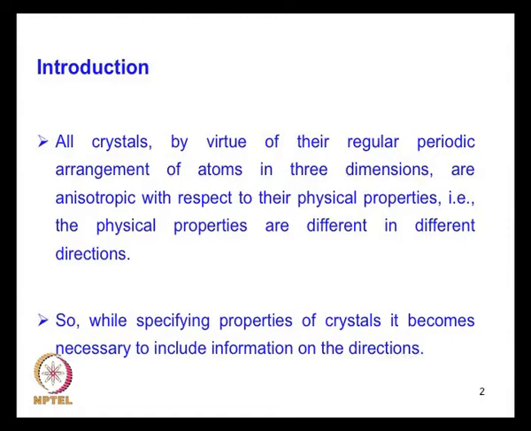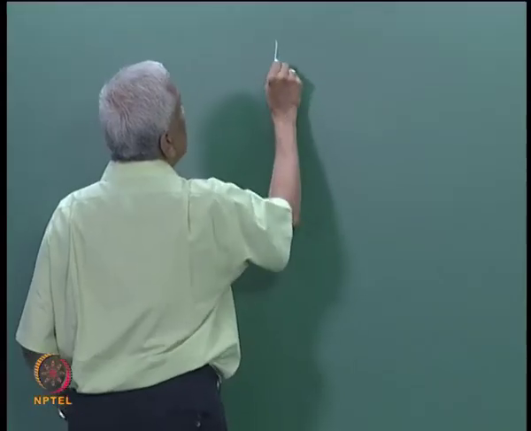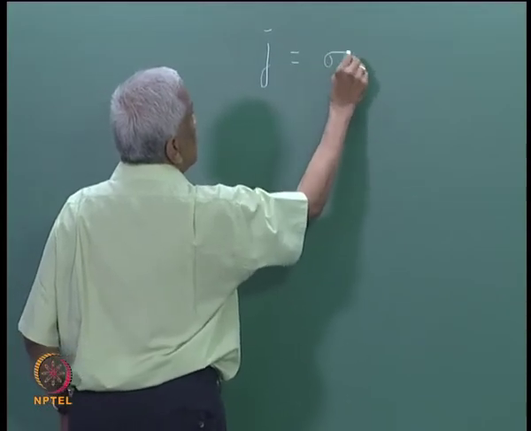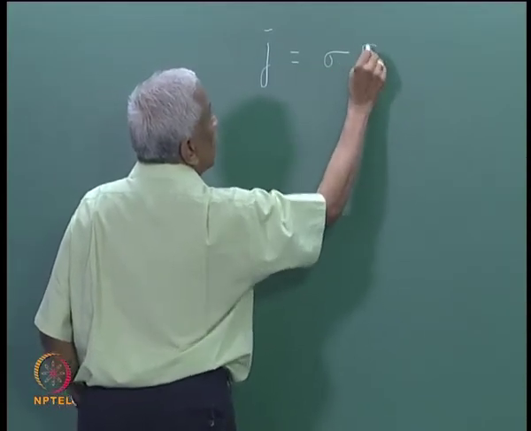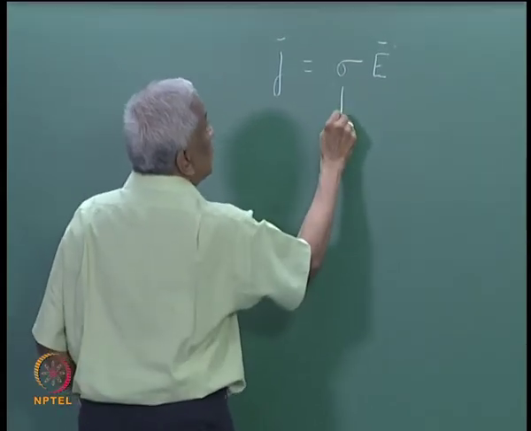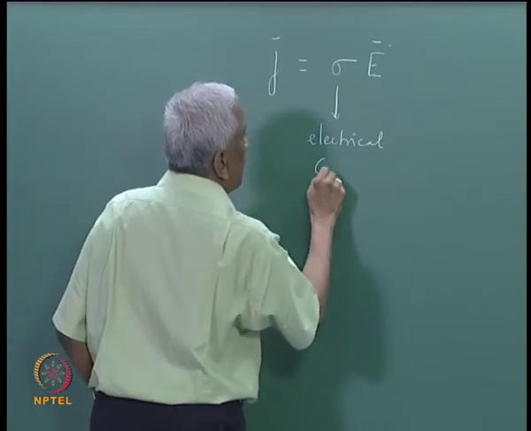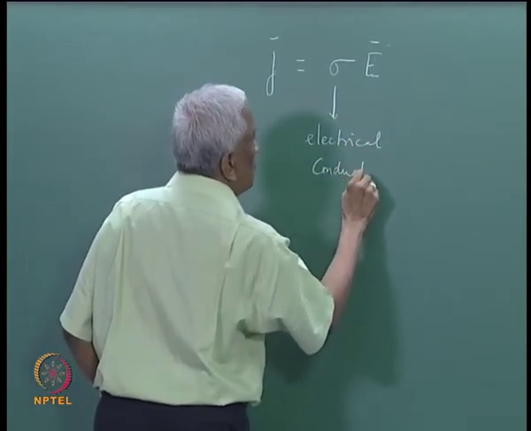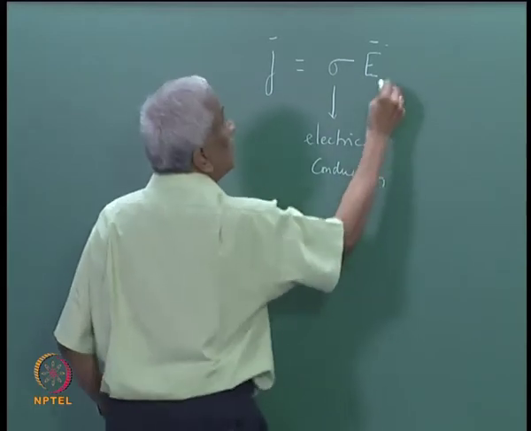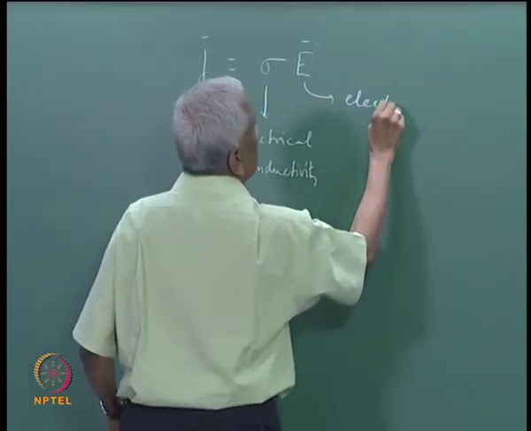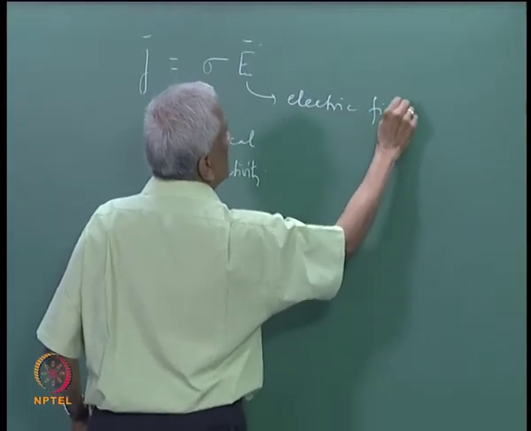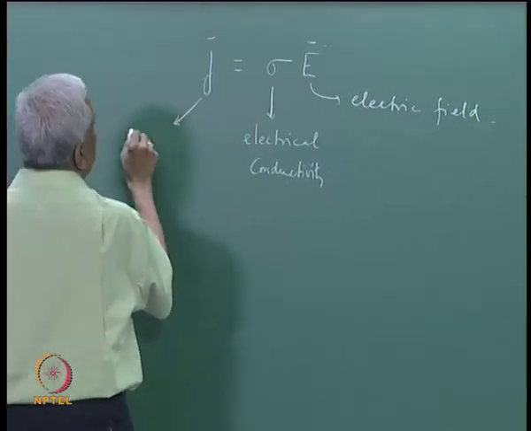For instance, the electrical conductivity of a crystal involves 2 directions, because the electrical conductivity is given by the general relation J equals sigma E, where sigma is the electrical conductivity which we want to determine, E is the electric field, and J is the current density.